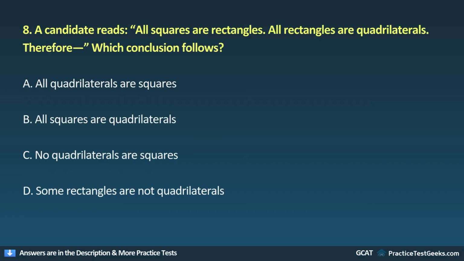8. A candidate reads, all squares are rectangles. All rectangles are quadrilaterals. Therefore, which conclusion follows? A. All quadrilaterals are squares. B. All squares are quadrilaterals. C. No quadrilaterals are squares. D. Some rectangles are not quadrilaterals.